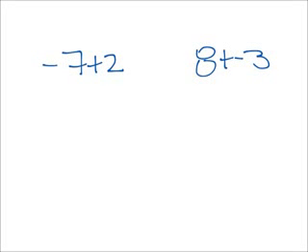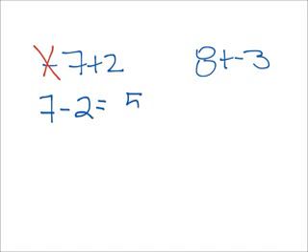Okay, we have -7 plus 2. Now, it said to subtract. So I'm going to pretend that this negative is not there. I'm going to pretend they're both positives, and I'm going to subtract them. So I'm going to do 7 minus 2, and I get 5.